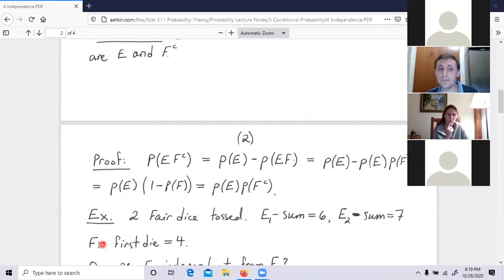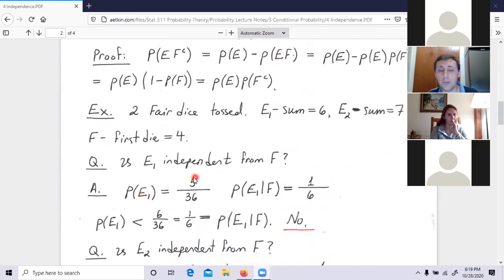Is E1 independent of F? You understand? If I know that F occurred, will it influence the probability of E1? If I know that the first die happened to be 4, does it affect my estimate of what happens to the sum equal to 6? How likely is that? Okay, great. Now, how do you see that it's not independent? You see it very simply.